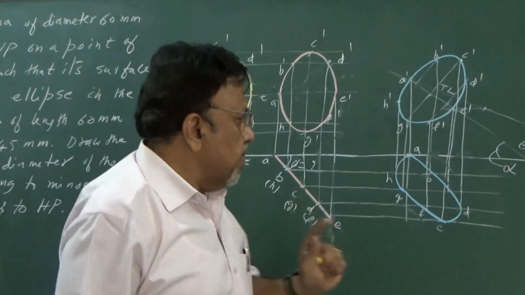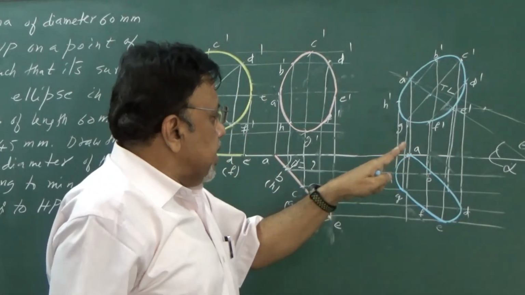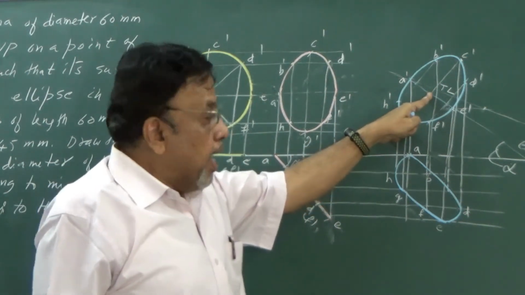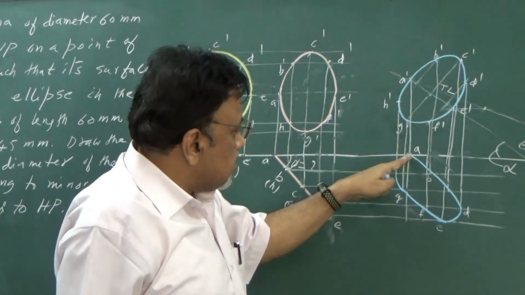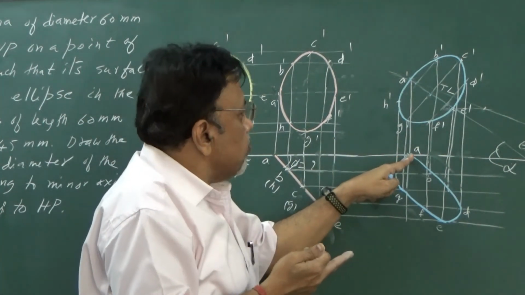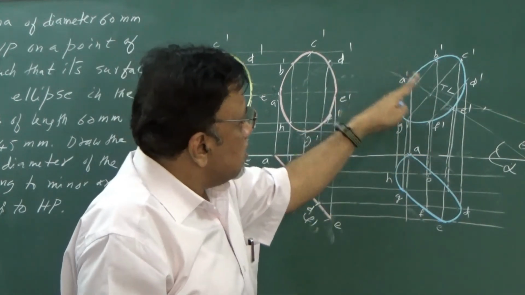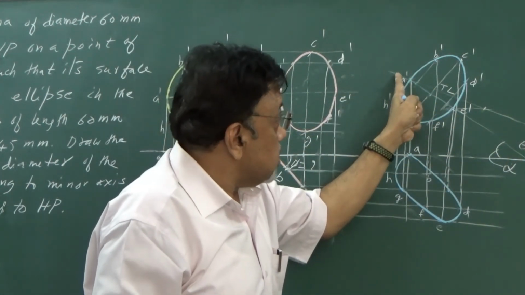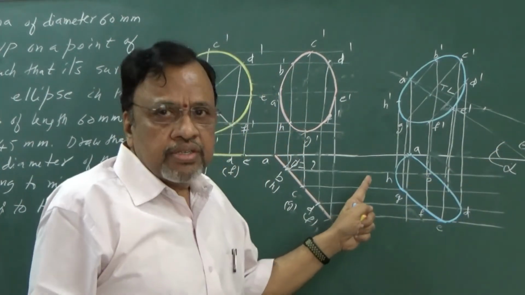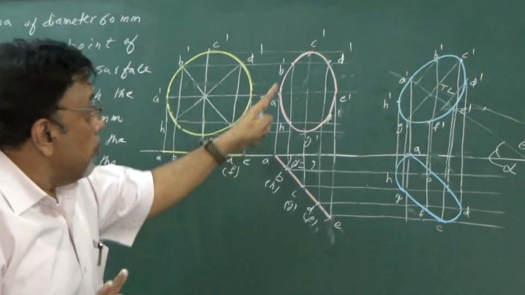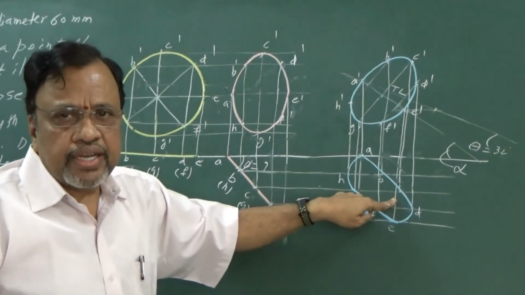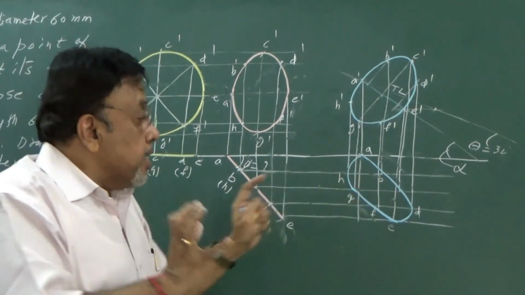Finally, you see that this circular lamina is seen as an ellipse in the front view, and the point on the periphery which is resting on VP, the major axis, that is the diameter corresponding to that, is inclined at 30 degrees to HP. Is it clear? If you take more number of points, you will get a smoother curve, so you should be careful. But you have to understand the concept.